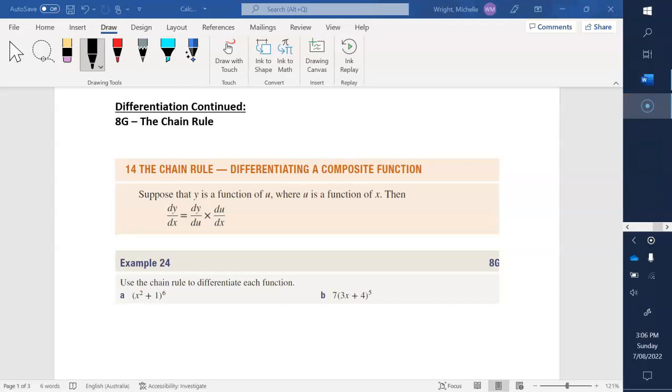Hi, Year 10. We're back into our next part of differentiation. We're on to 8G, the chain rule. If you have not done up to 8G, you need to go back and finish all of that before you can move on to here.